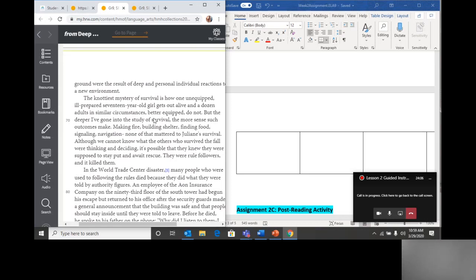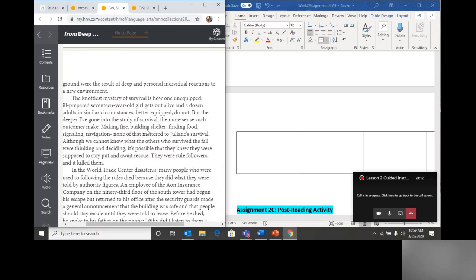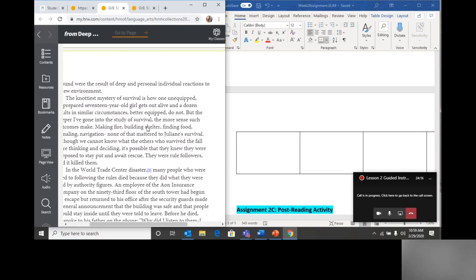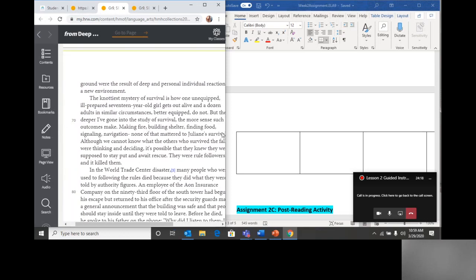Although we cannot know what the others who survived the fall were thinking and deciding, it's possible that they knew they were supposed to stay put and await rescue. They were rule followers and it killed them.